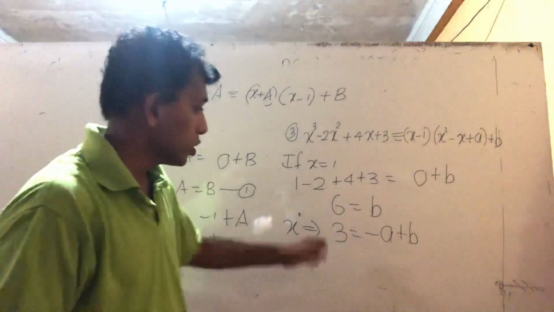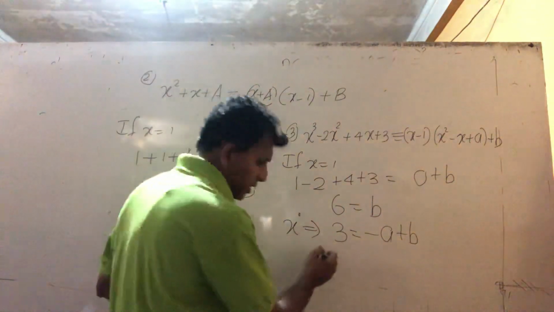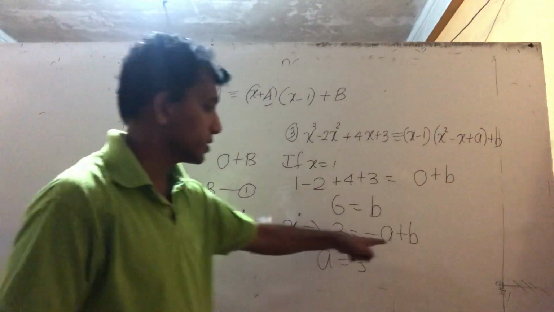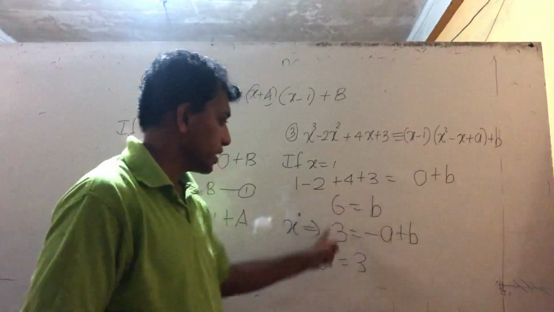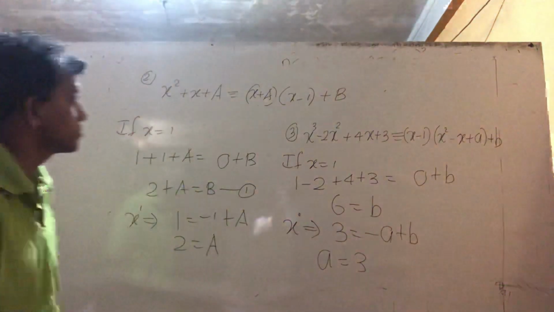Okay, now put b equal to 6 and find the a answer. I think a is 3. Check that b is 6: take the 6 to this side, 3 minus 6 is minus 3, so a is 3, right?